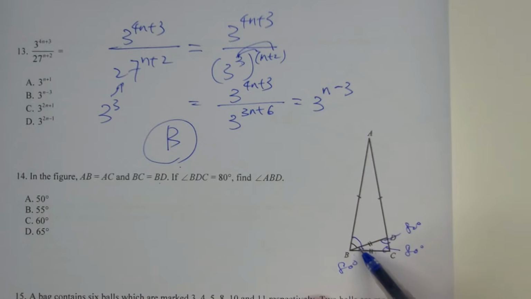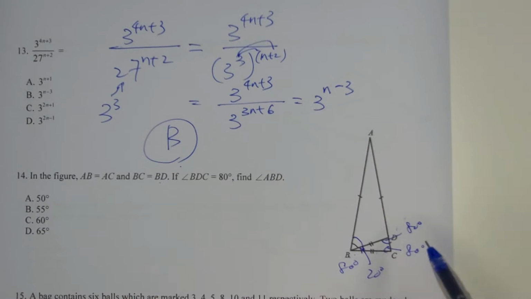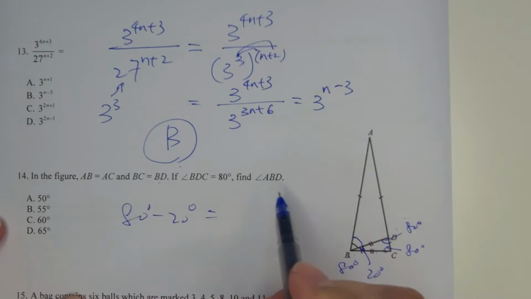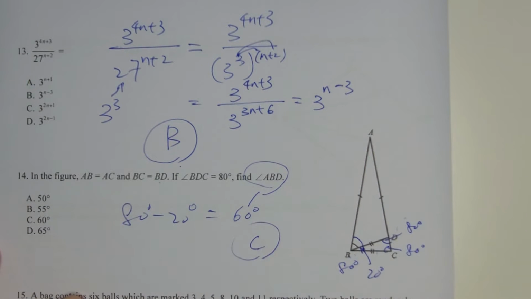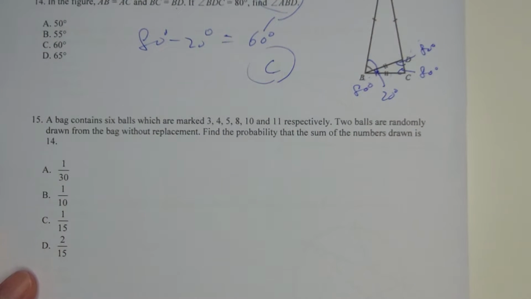But don't forget, this one is 20 degrees. Angle sum of triangle, 180 degrees minus 80 degrees minus 80 degrees again, then you get 20 degrees here. So 80 degrees minus 20 degrees, you get finally angle ABD, that is 60 degrees. So the answer will be C. And then go to the next question.